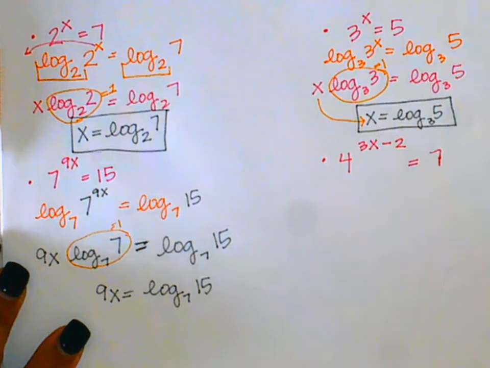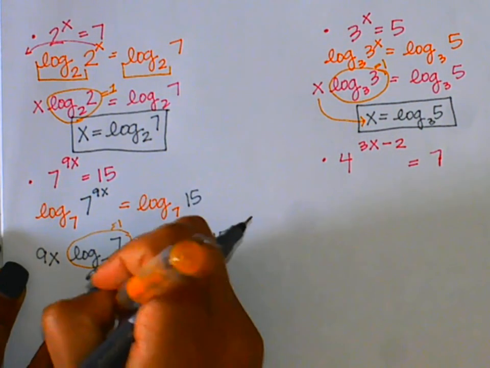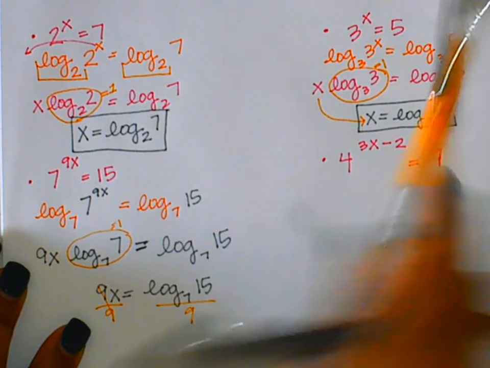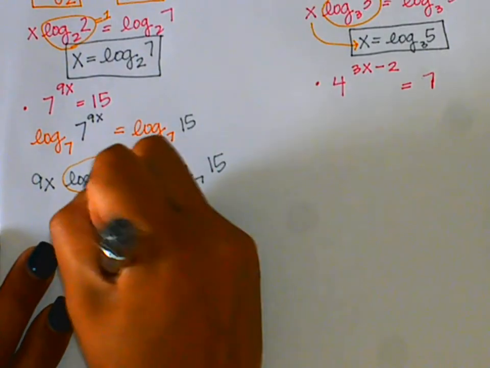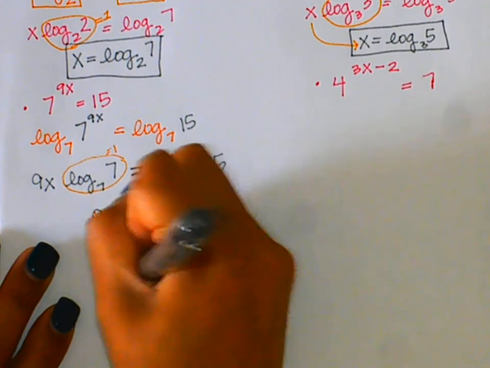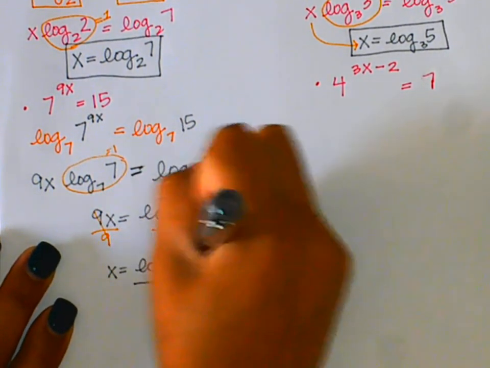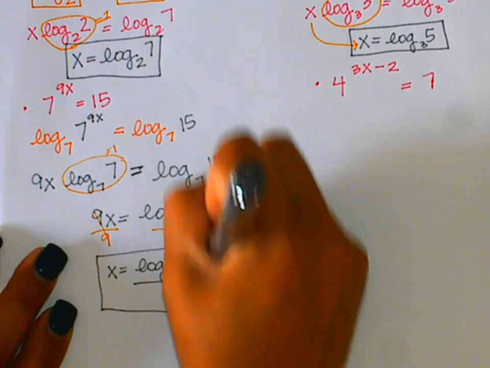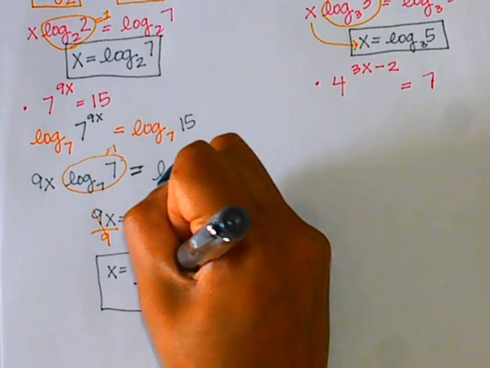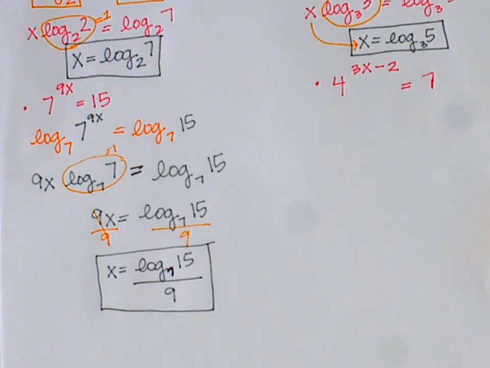Now I want the x by itself, so I have to get rid of my 9. And what I do on one side, I have to do on the other. So x is equal to log base 7 of 15 over 9. And again, it doesn't matter how ugly this gets. This is a 7 here. It doesn't matter how ugly it gets because all you want is the x by itself. So the other side doesn't even matter as long as the x is by itself.